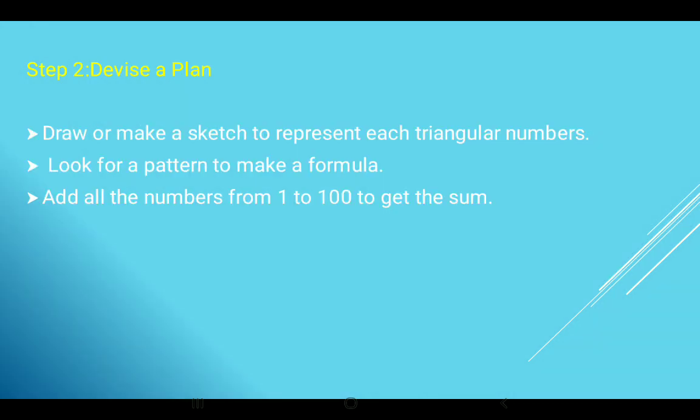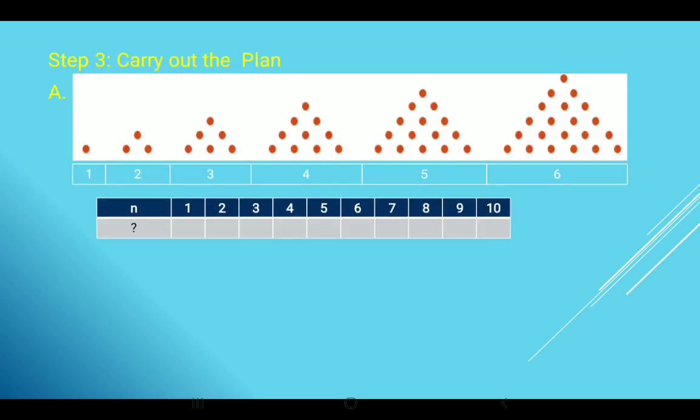Step 2, devise a plan. Draw or make a sketch to represent each triangular number, and look for a pattern to make a formula, and add all the numbers from 1 to 100 to get the sum. Step 3, carry out the plan. So in letter A, we must look and find how many dots are there in the first term until the 6th term.